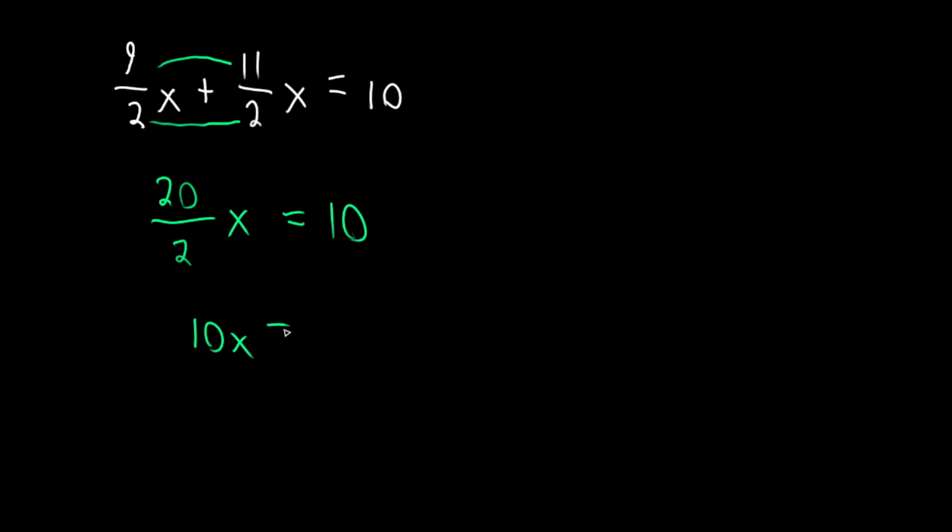10x equals 10. Now we have to get x alone. Divide by 10 on both sides. And we're left with x equals 10 divided by 10, which is 1.